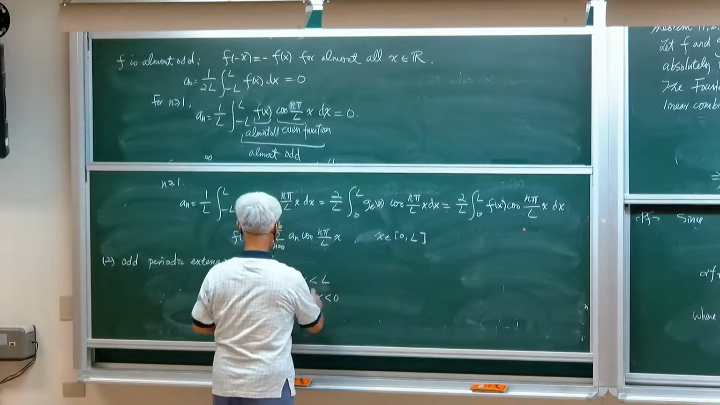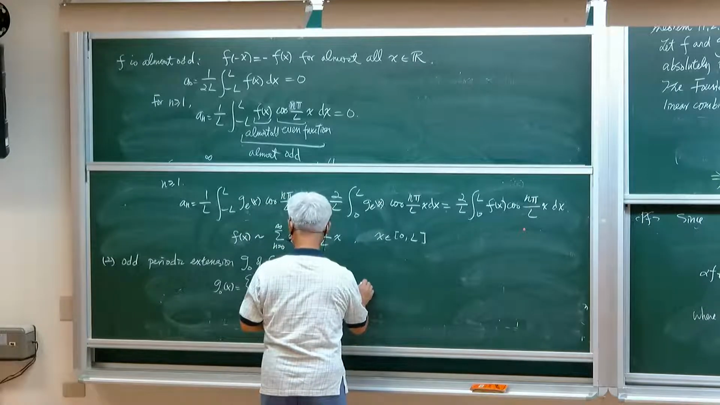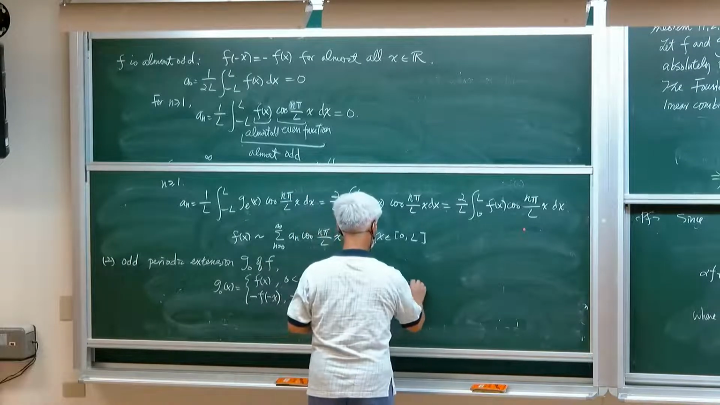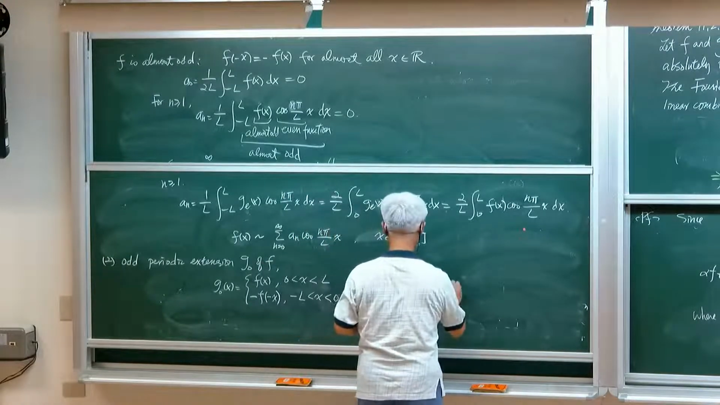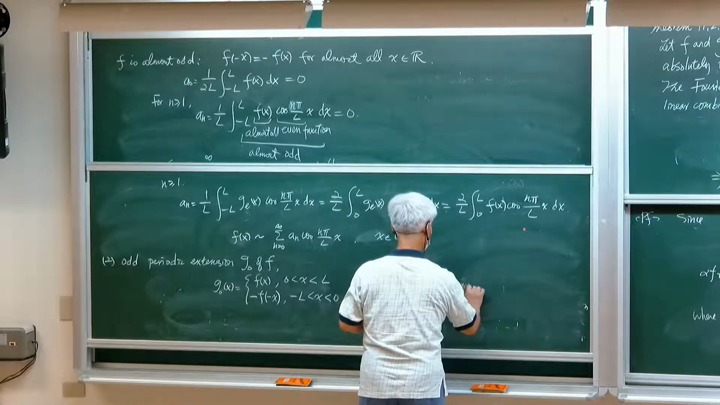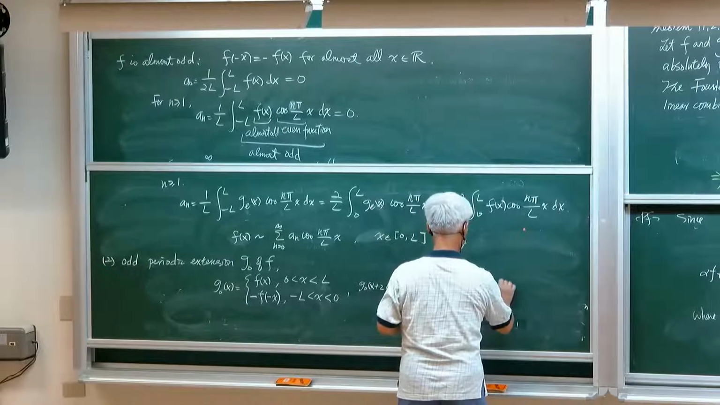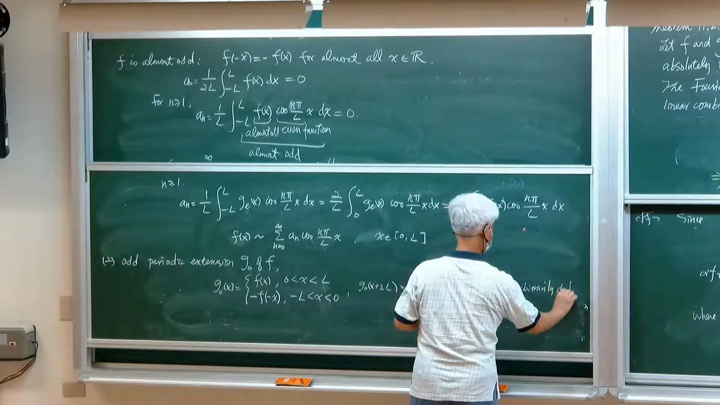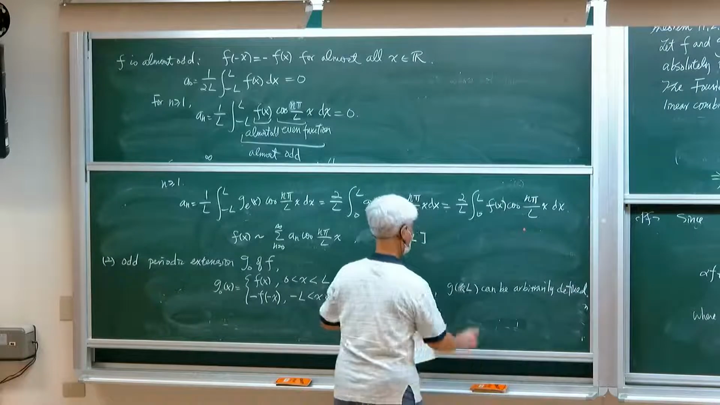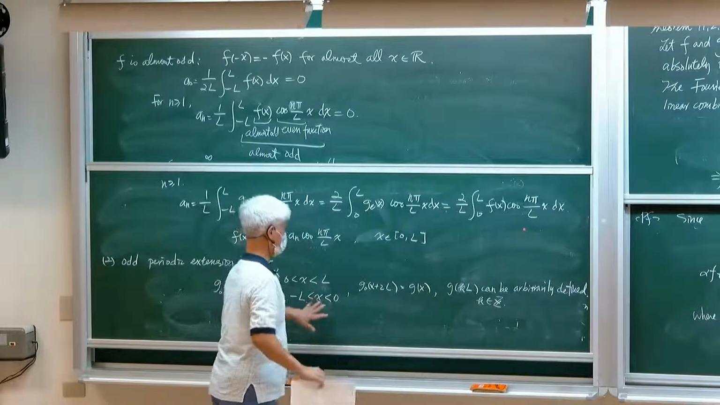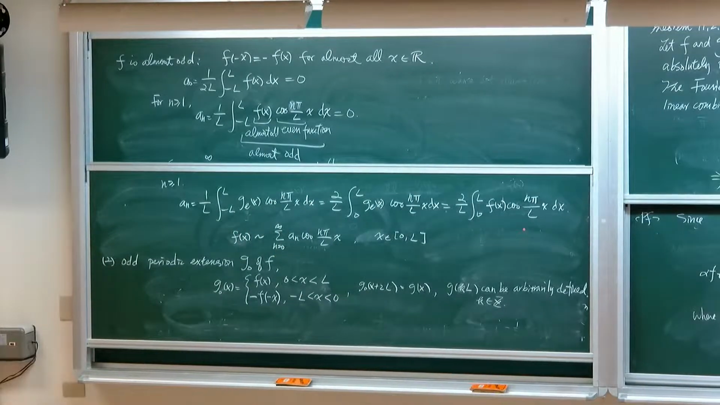So in this case, g_o of x plus 2L is equal to g of x, and g of kL can be arbitrarily defined, for k in Z. So they can be arbitrarily defined.